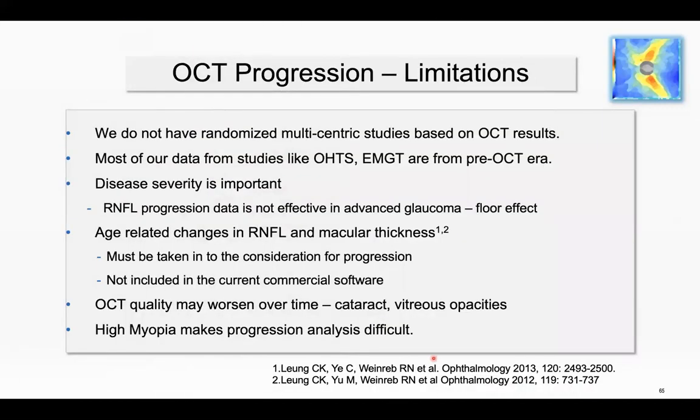OCT progression has some limitations. We do not have randomized multicentric studies based on OCT results. Most of our data from studies like the Early Manifest Glaucoma Trial or the Ocular Hypertension Treatment Study were from the pre-OCT era. Disease severity is important. RNFL progression data is not effective in advanced glaucoma. You know the floor effect. Age-related changes in RNFL and macular thickness are important. They are not included in the current commercial software of any device. It must be taken into consideration for progression.